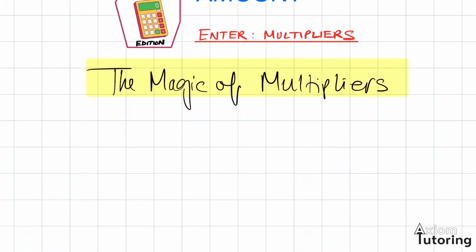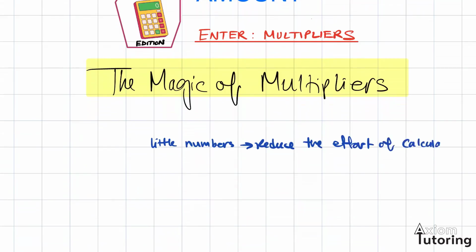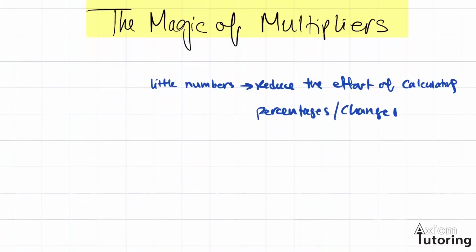I'd like to introduce you to the magic of multipliers, and multipliers are little numbers that can drastically reduce the effort of calculating percentages and even percentage changes. As the name suggests, they're numbers that you multiply by a quantity to get a percentage of that quantity. Let's look at them in action.